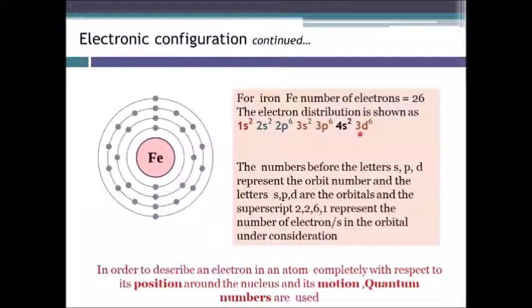S, P, D represent the orbitals. Now, there is a rule by which we can find out the electronic configuration of an atom, of an element, and that rule is called the Aufbau principle, which we shall learn later. In order to describe an electron in an atom completely with respect to its position around the nucleus and its motion around the nucleus, quantum numbers are used.